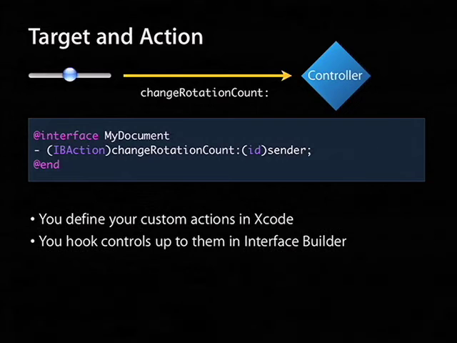So just to summarize, you can define your methods, such as change rotation count, in Xcode, and then you can hook these up to your controls in Interface Builder.